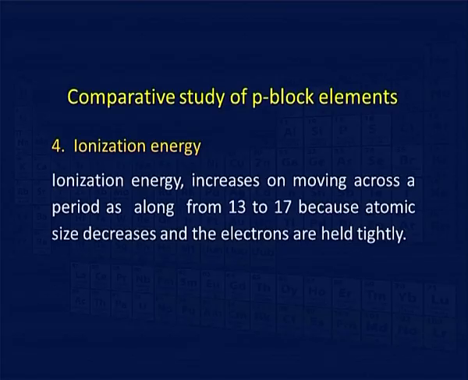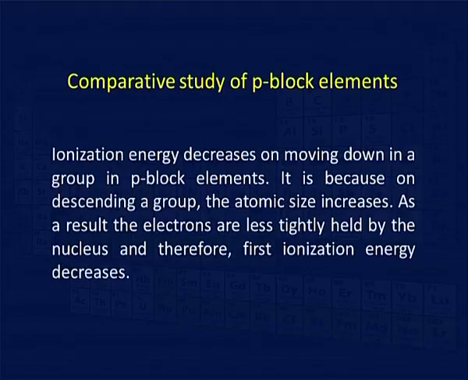The second parameter is the ionization energy, the amount of energy required for removal of an electron from the outermost shell in the isolated state. The periodic variation of the ionization energy is that it increases on moving from left to right across the period, from the 13th to the 17th group, because the atomic size decreases and the electrons are held tightly. That is why the ionization energy increases.